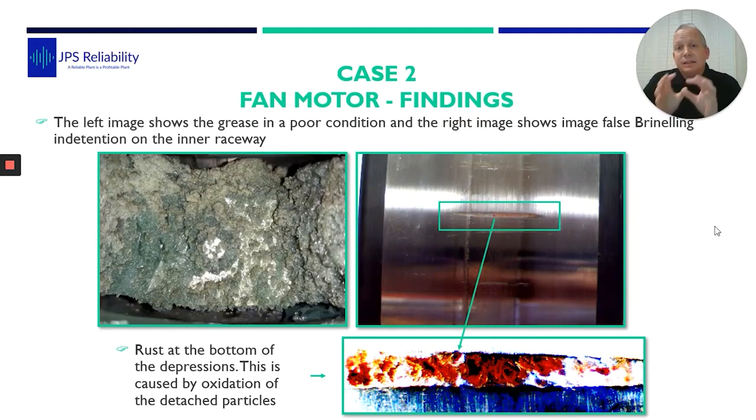Luckily, they shut the fan down in a controlled situation, took the bearing out, and we went to have a look at it. On the left-hand side of the screen, we can see the grease. You can see that the grease is contaminated. It's starting to separate within itself. And that there is a picture of the inner race. You can see a mark on the inner race, and when we looked under the microscope, it's actually got rust in it. So we can see that's false brinelling. But the data was highest on the outer race.